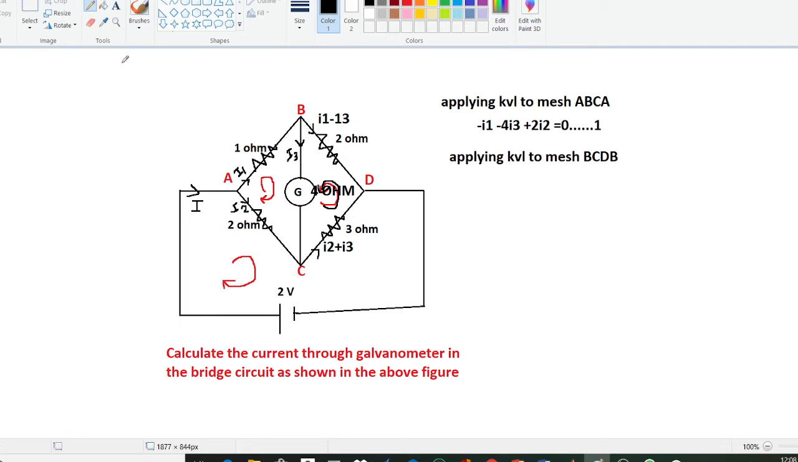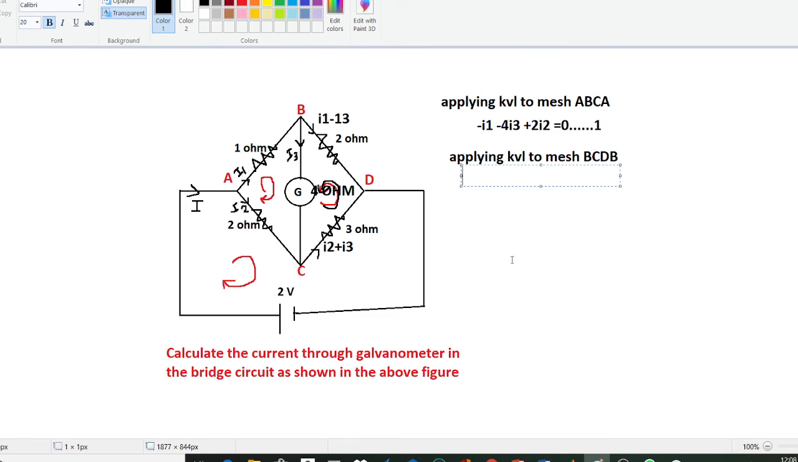So here on applying KVL we can write, since this is in anti-clockwise direction, if we start from here, this is a 4 ohm resistor, so minus 4 into I3, and minus 3 into I2 plus I3, and plus 2 into I1 minus I3, since the current is in opposite directions here.